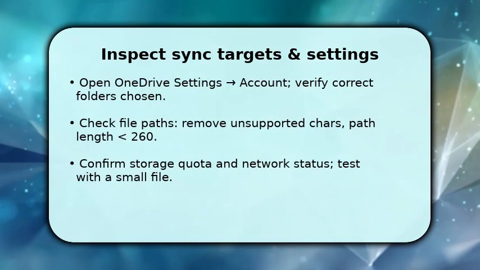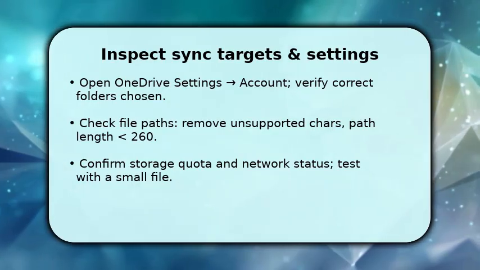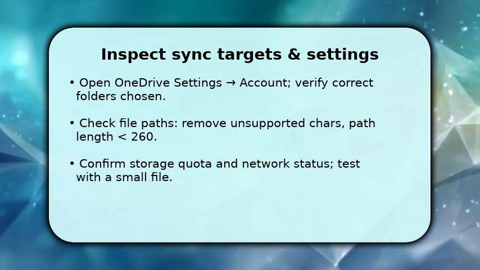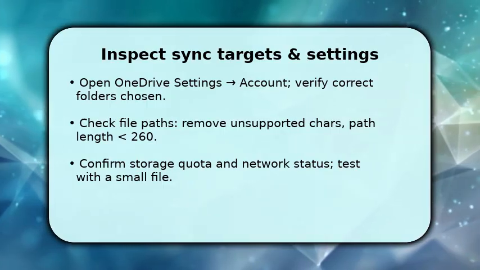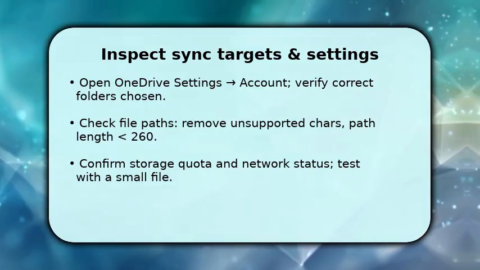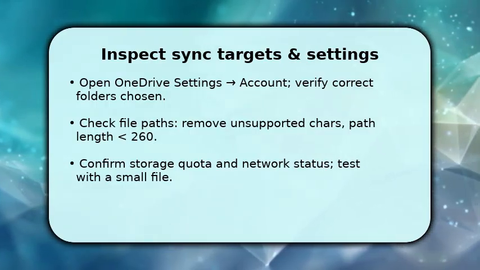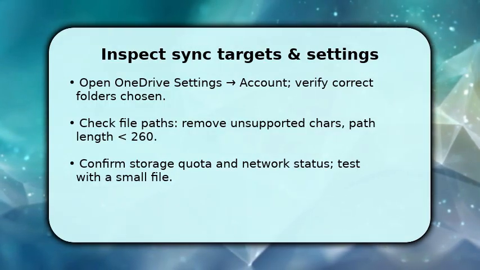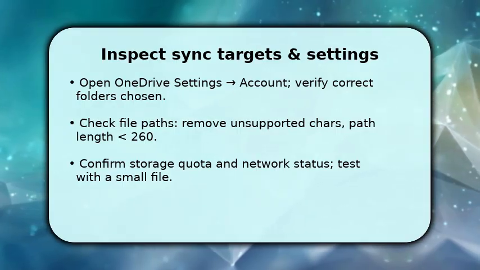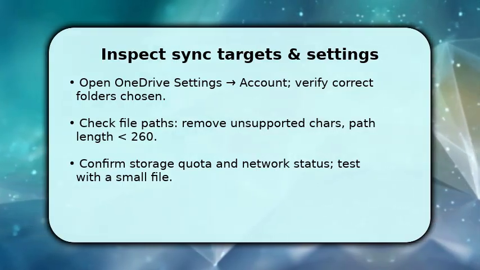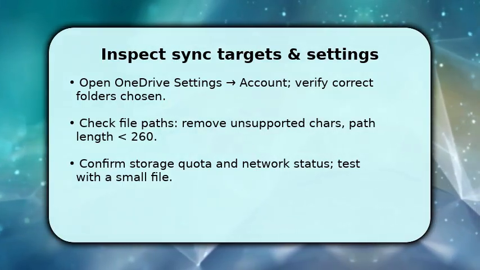Now you'll dig into the middle steps that resolve most pending states. Open OneDrive settings and review the account to confirm the right folders are selected. Deselect and reselect problematic folders to force reindexing. Check file names and paths for unsupported characters or overly long paths. Trim or move files so paths stay under limits.